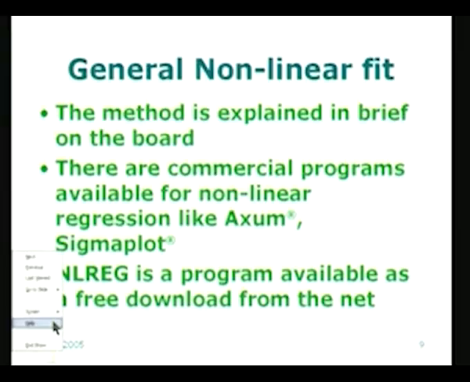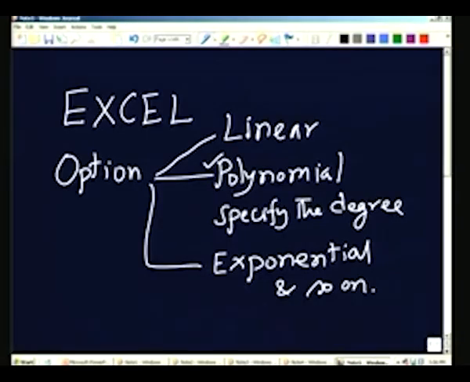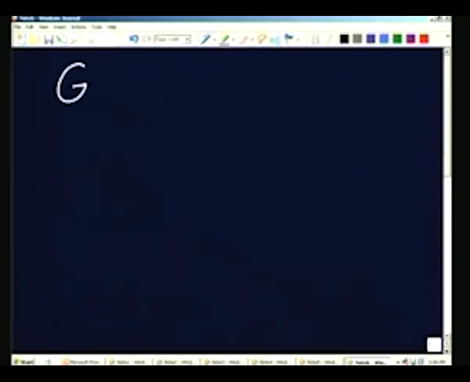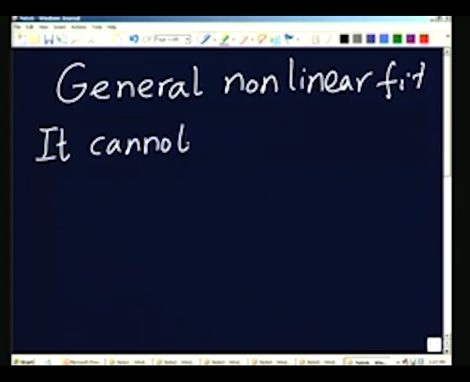Let me just go to the board and try to look at some of these. So the general nonlinear problem, so let me just take general nonlinear fit. Which is an expression which cannot be written in a form which resembles the quadratic or cubic and so on. It is not a polynomial. So it cannot be a polynomial, because if it is a polynomial there is no need to worry about the general procedure.